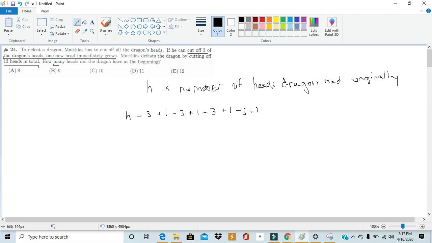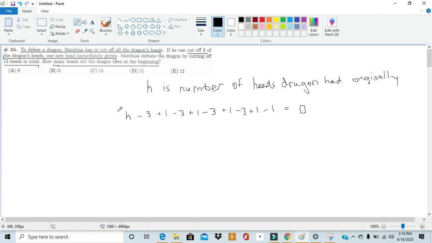Now, 1 head will only grow once 3 heads are cut off. But since he's only cutting off 1 head in this case, nothing will happen. So we get -1 once again. And at this point, the dragon's vanquished. It has 0 heads left. After all these 13 -3s and this -1, this will give us -13 heads, meaning that the dragon has been vanquished.